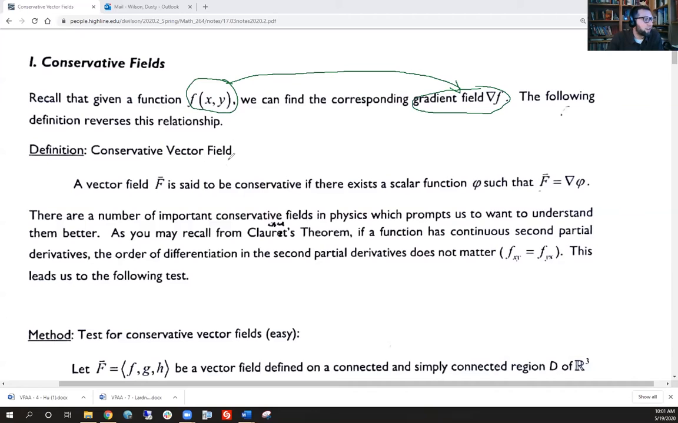So, a conservative vector field. A vector field F is said to be conservative if there exists a scalar function phi such that F equals the gradient of phi. So it's conservative if it's a gradient field.